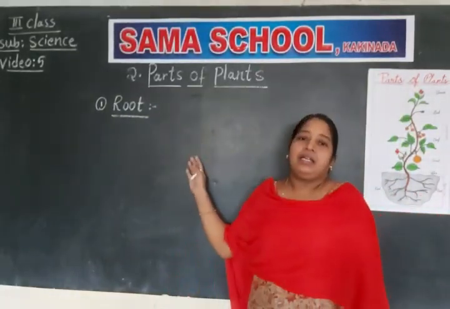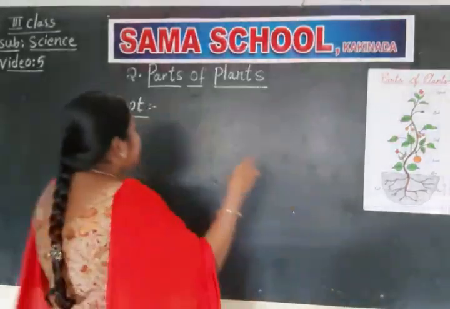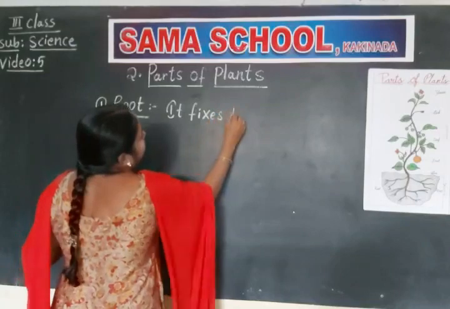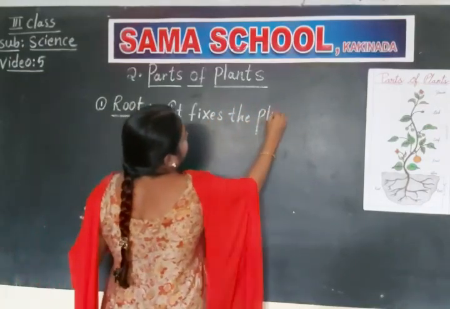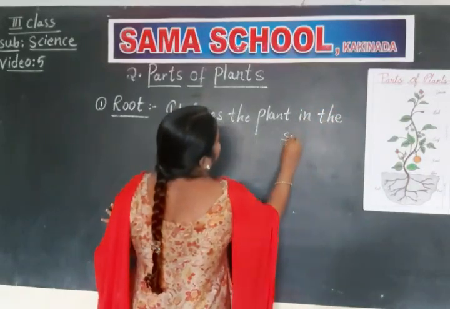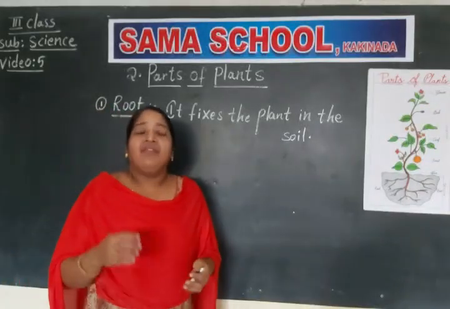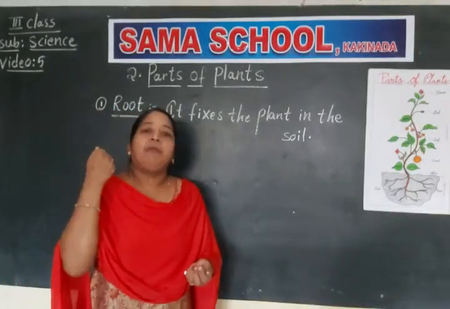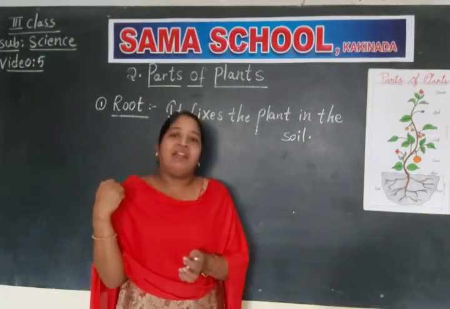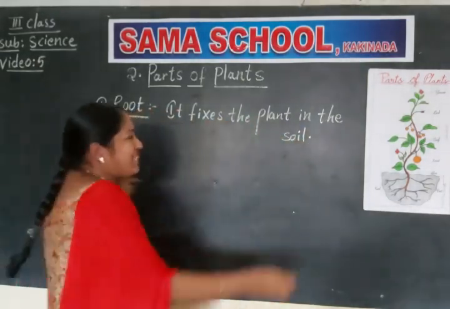Root fixes the plant in the soil. And we feel it is very difficult to pluck the plant from the soil. Clear, children? We feel very difficult to pluck a plant from the soil. That means root fixes the plant in the soil.